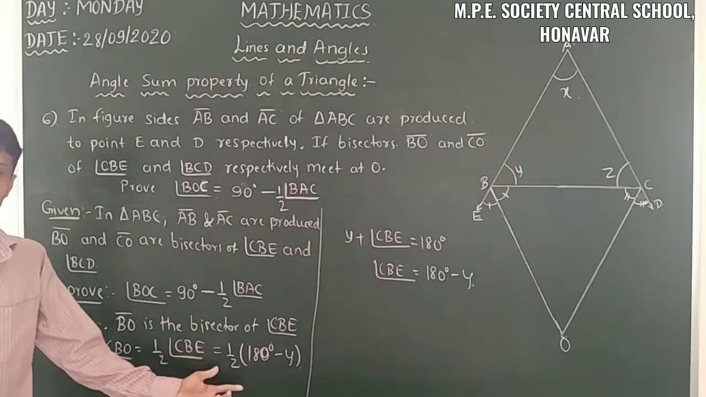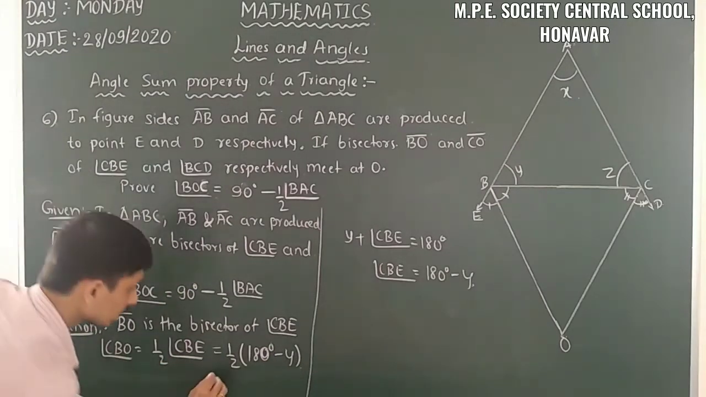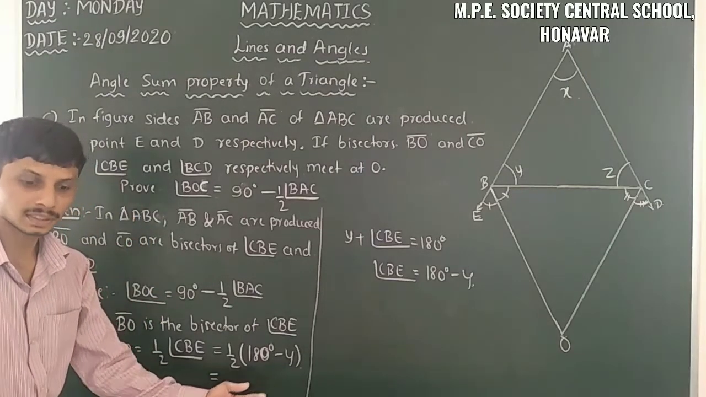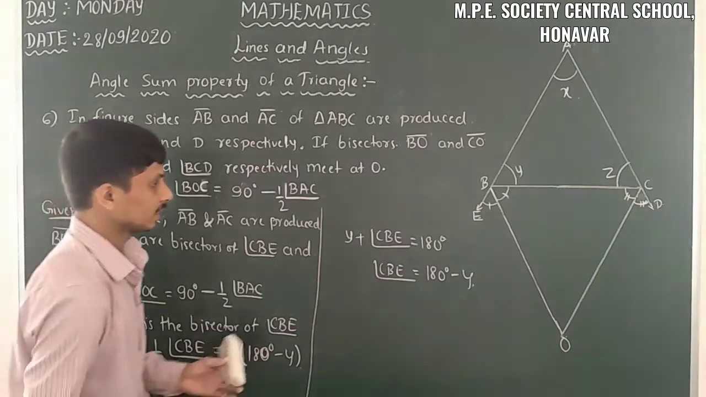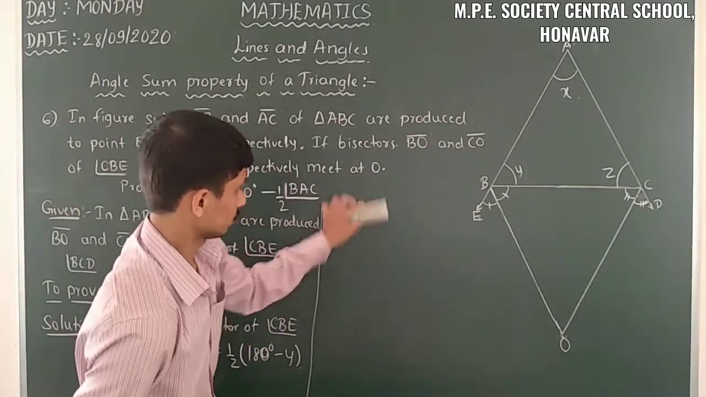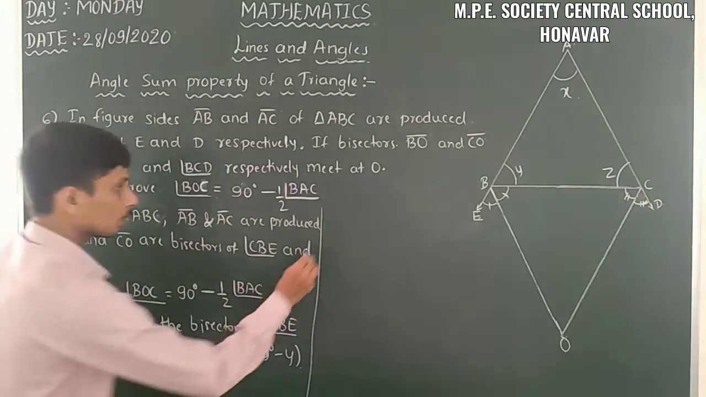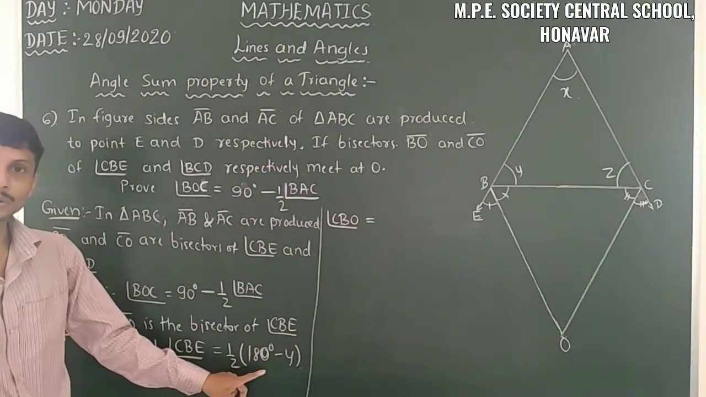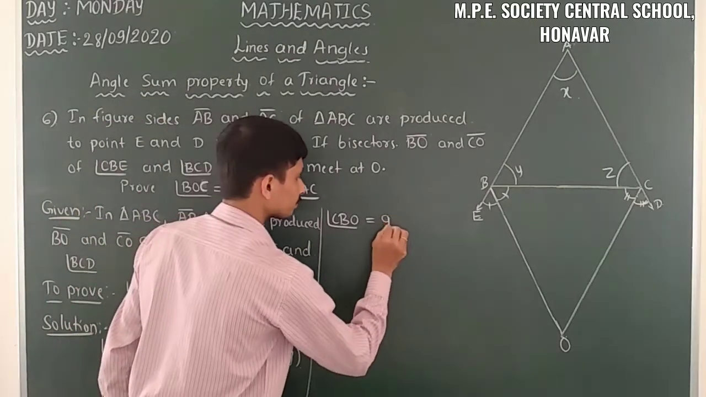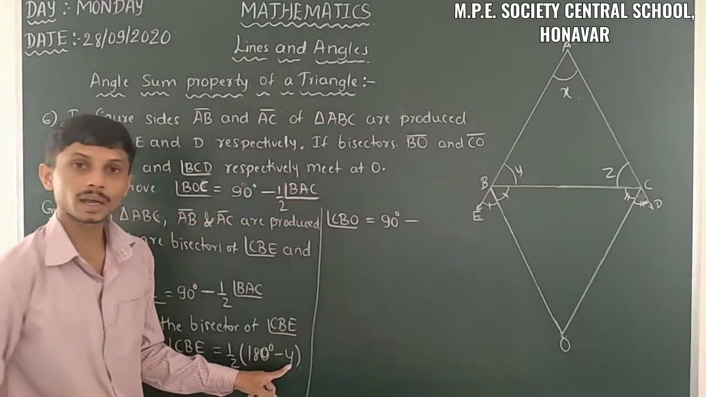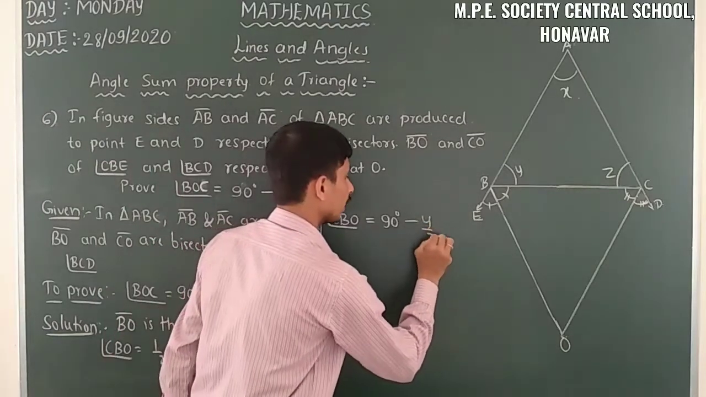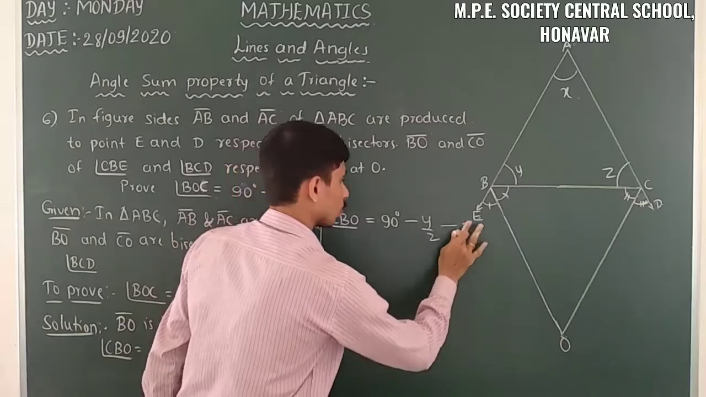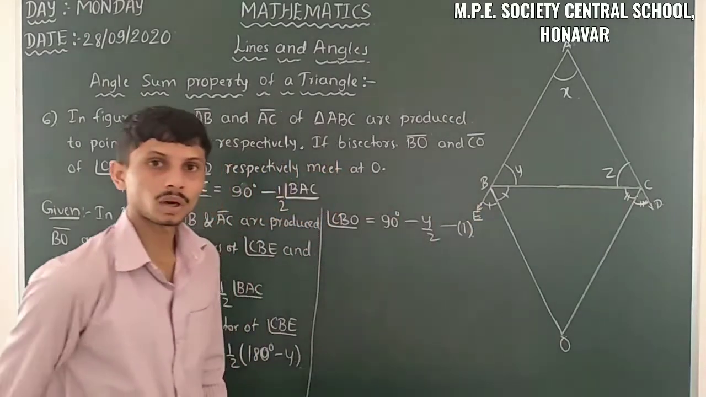So also we can simplify that one. Let us take 1 by 2 into 180 degree. So angle CBO is equal to, 180 degree divided by 2, it is 90 degree minus y by 2. I will take this as equation number 1.